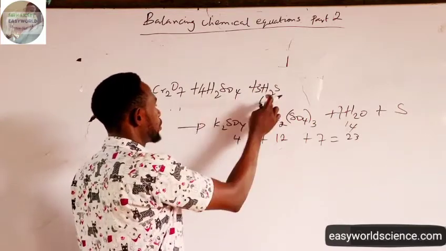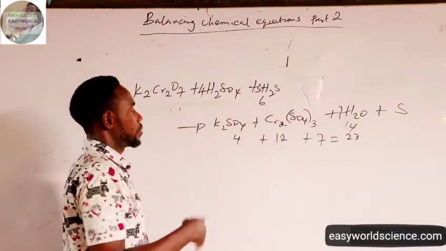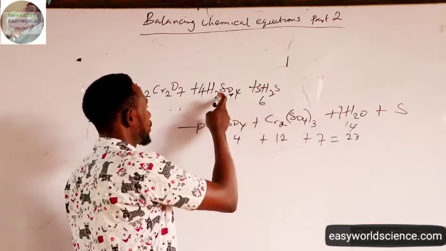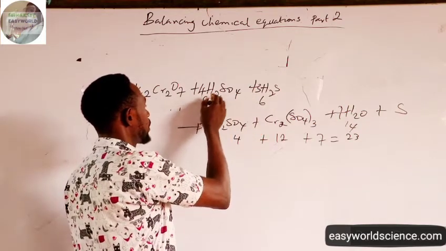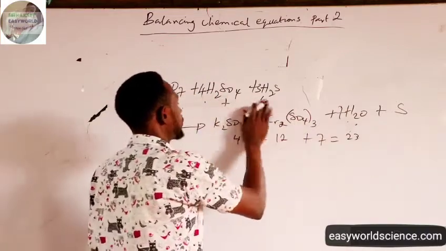I'm now checking for hydrogen. If hydrogen and oxygen balance in any equation, we have done half of the job. So 2 times 3 is 6. Then we have 2 times this is 8. So 8 plus 6 is still 14. So we have settled hydrogen and oxygen.